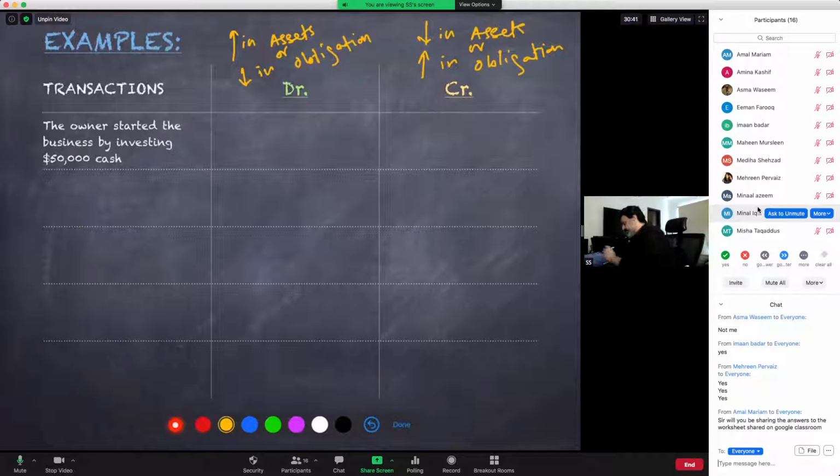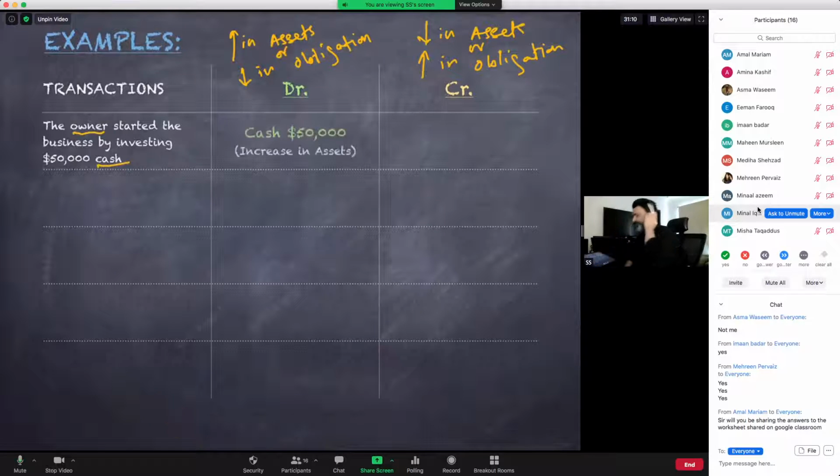So we can see that there are two significant parts over here. There is an effect on the obligation towards the owner, and there is an effect on your existing cash. So cash is an asset, and cash is increasing for you. You will always consider yourself as the business entity. So if your owner is providing you cash, you're gaining in cash, you're gaining in an asset. This gain in the asset is the debit effect.